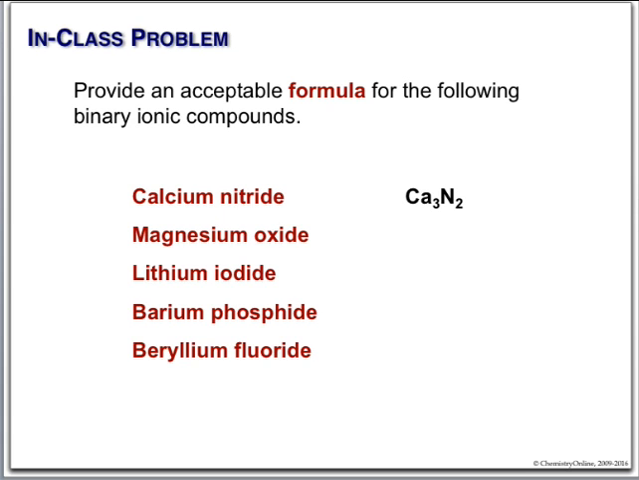Our next guy, magnesium. Magnesium is in group 2, isn't it? So it's a plus 2. Oxygen is in group 6. What is it? It's a minus 2. So we have 1 magnesium, 1 oxygen, and it's just MgO. Lithium is in group 1. What's it going to be? Plus 1. Iodide is here in group 7. Needs 1 more electron. So it's going to be minus 1. Plus 1, minus 1. Pair them up. Lithium iodide.